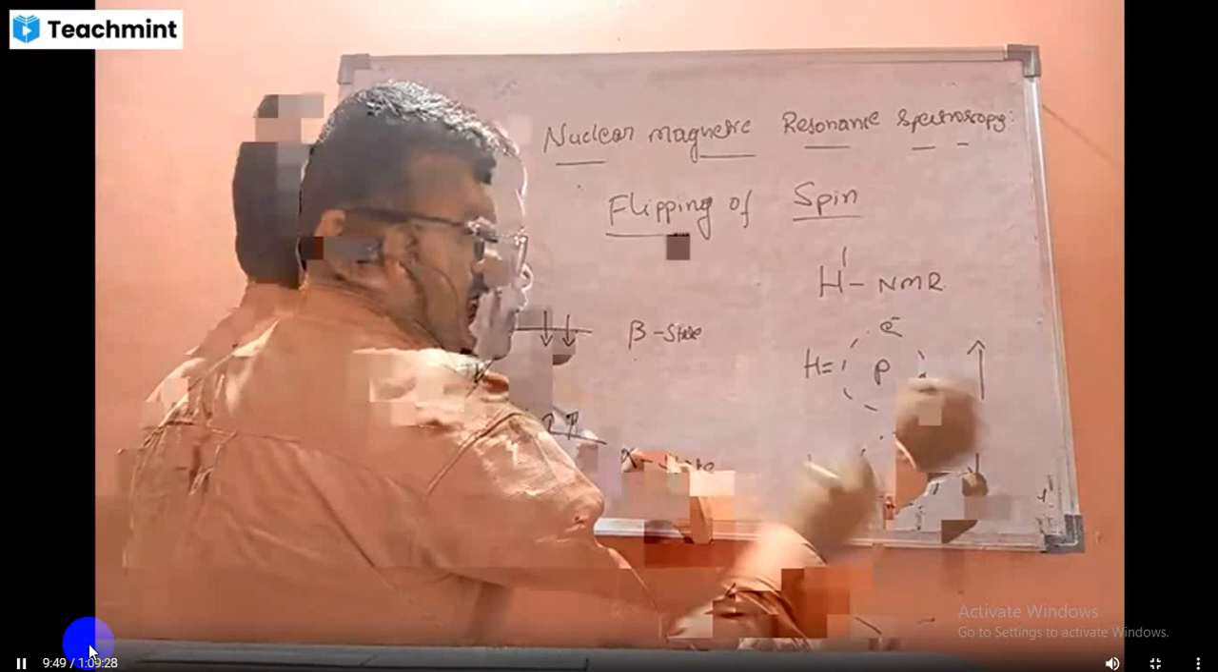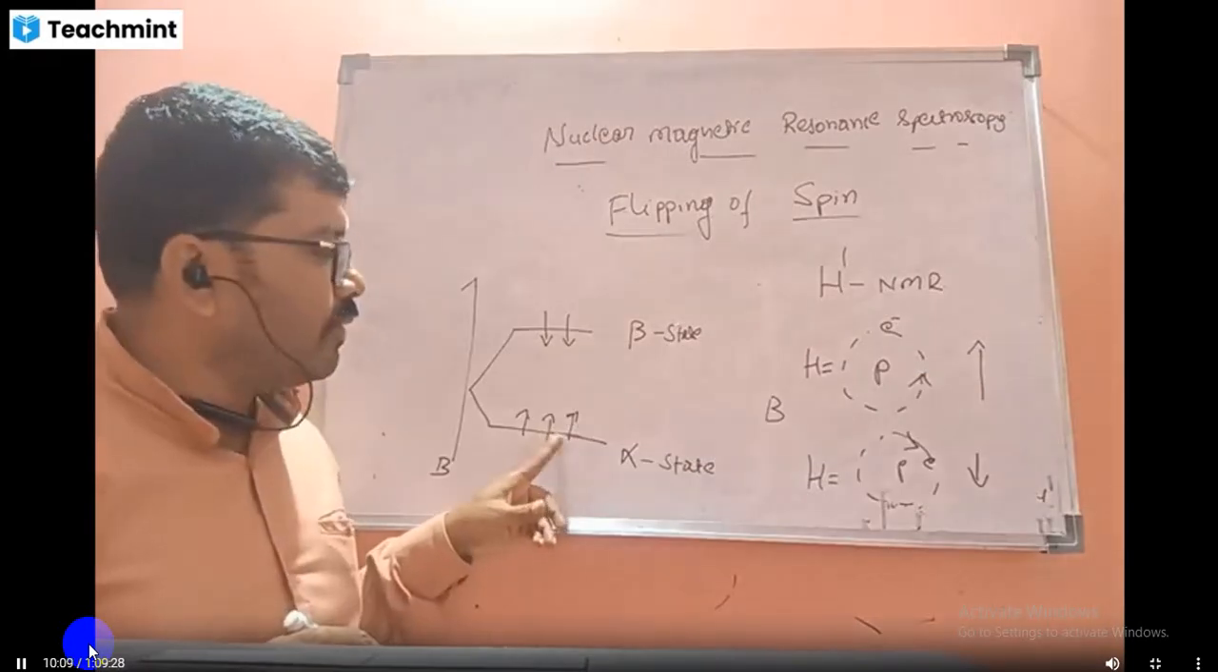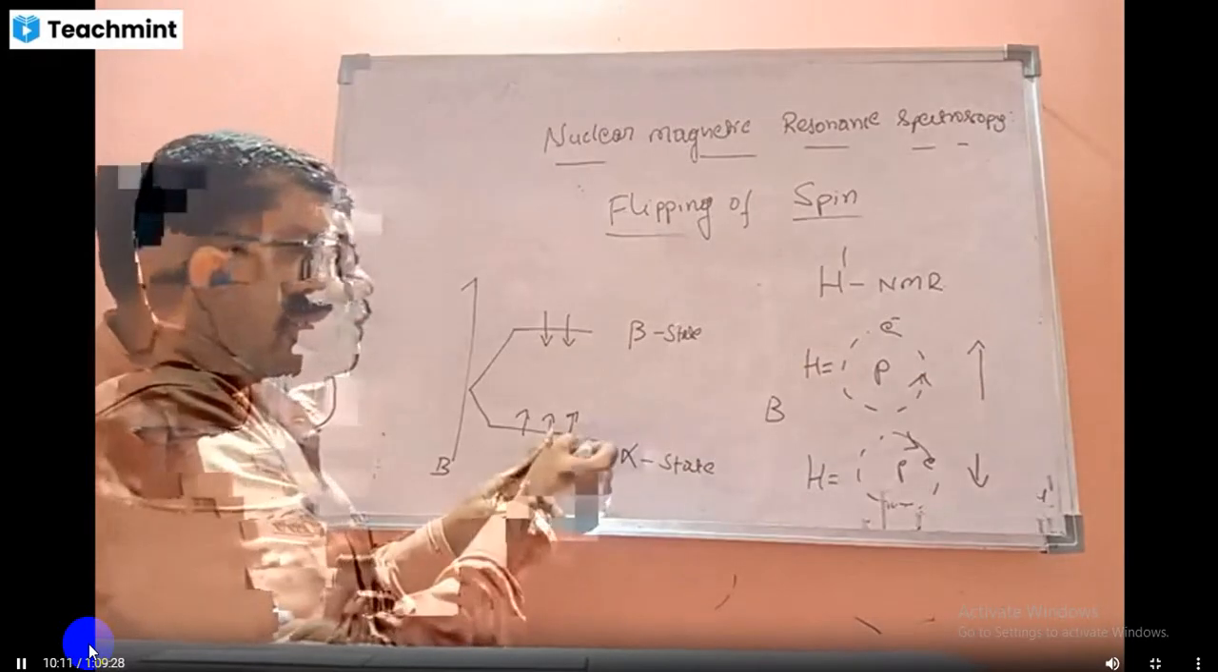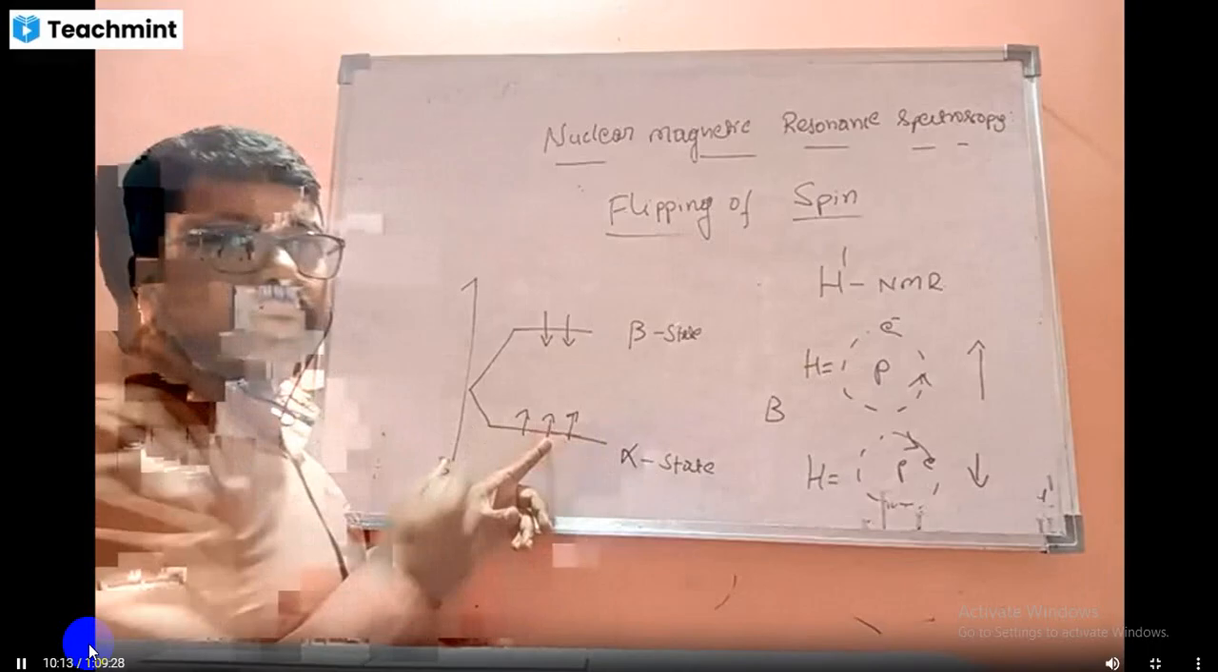In the applied magnetic field, some of the nuclei are in the alpha state, some are in the beta state. Some energy is needed to flip the proton, the aligned alpha state proton, from its lower energy state, alpha state, to the higher energy spin state. Higher energy spin state means beta state.